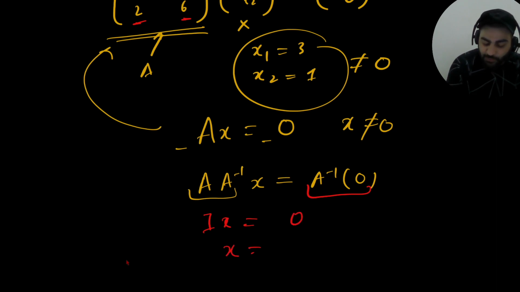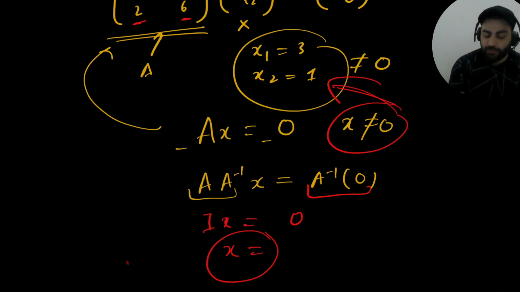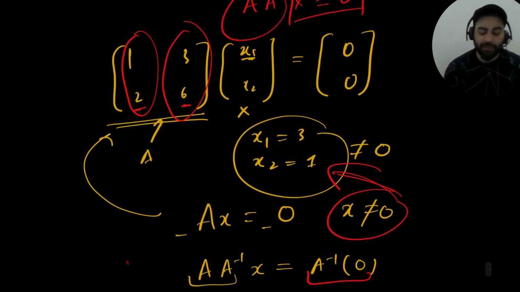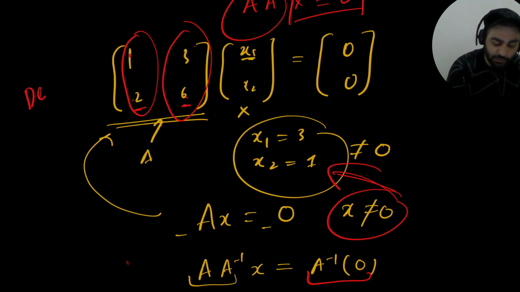So you are saying that x is equal to 0, but x basically was equal to non-zero. This is what we showed. So this is a contradiction. So if we have a case like this where these rows are linearly dependent, you can say that the inverse does not exist. Or if you compute the determinant as well, 6 minus 6 is 0. So the determinant is also equal to 0 here.